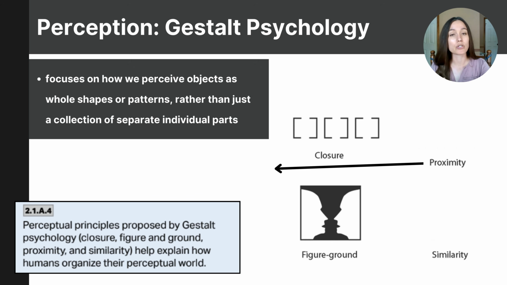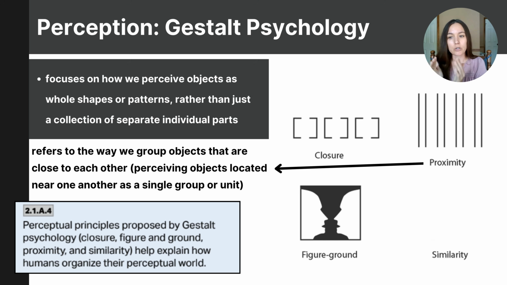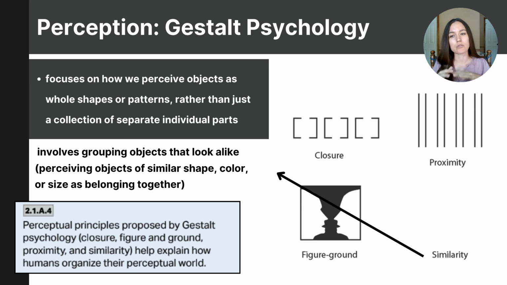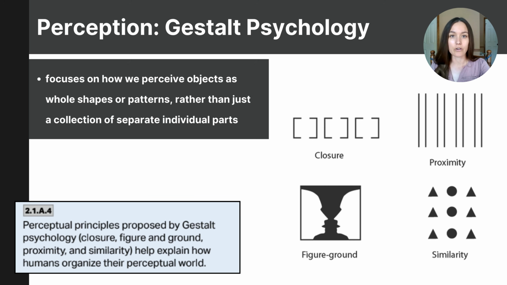And then there's proximity, which refers to the way that we mentally group objects that are close together. Objects located near one another are often perceived as a group or a unit. And lastly, there's similarity. Similarity involves grouping objects that look alike. We tend to mentally perceive items that are similar, whether in shape, color, or size, as belonging together. Together, these Gestalt principles demonstrate how our perception is not just a passive reception of sensory information, but actually an active process that our brain uses to organize all of these units into meaningful, coherent wholes.